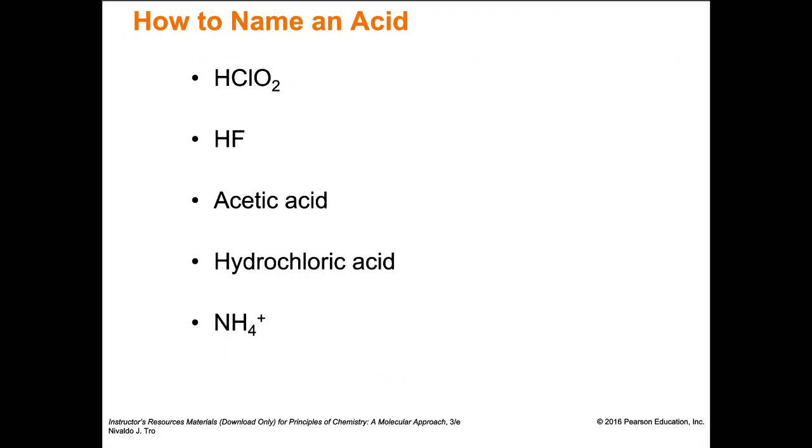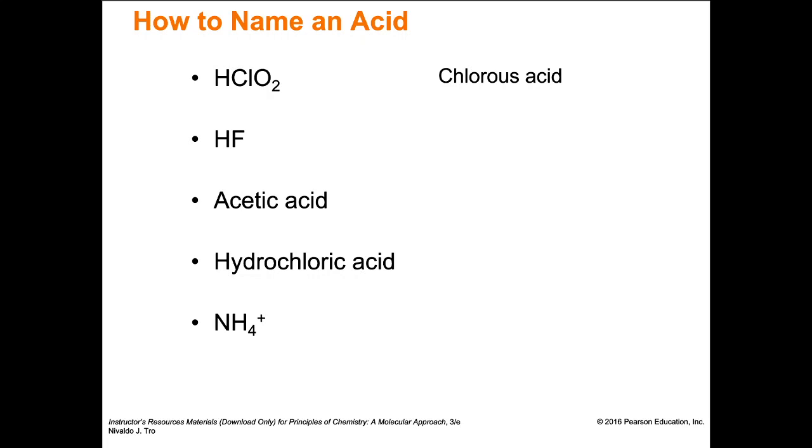Okay, so the first one would be what? Chlorous acid. Notice I don't say hydrochlorous acid, I just say chlorous acid. Okay, the next one, HF. So now this one is a binary acid because it only has two things.